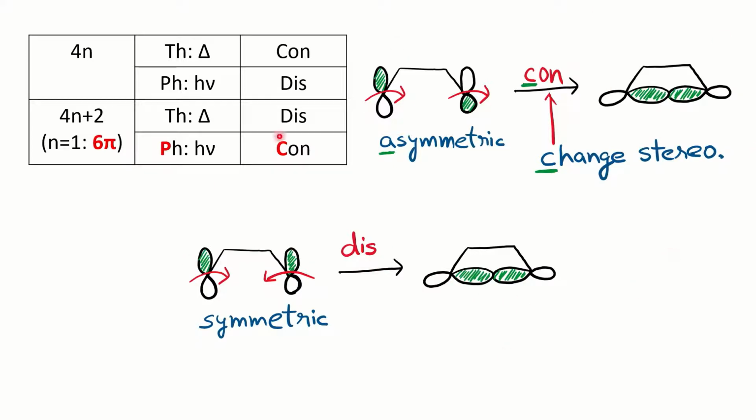So basically these electrocyclic reactions are completely stereoselective reactions. And you can notice it is an intramolecular reaction where a new sigma bond is forming.